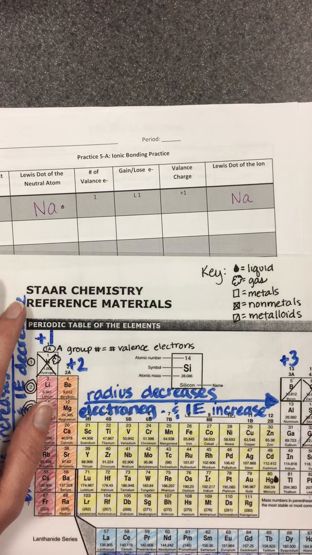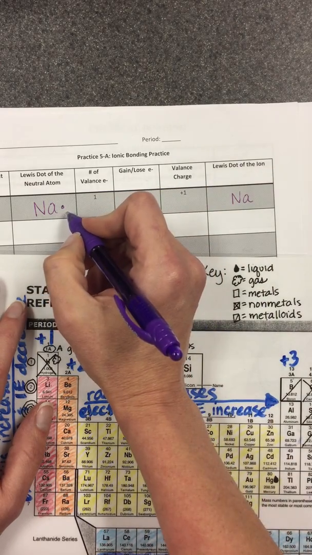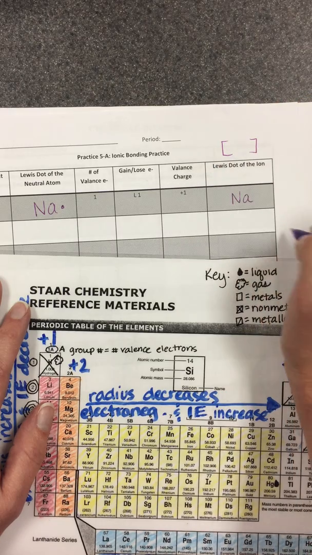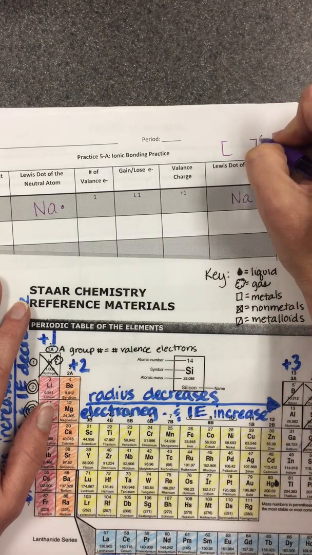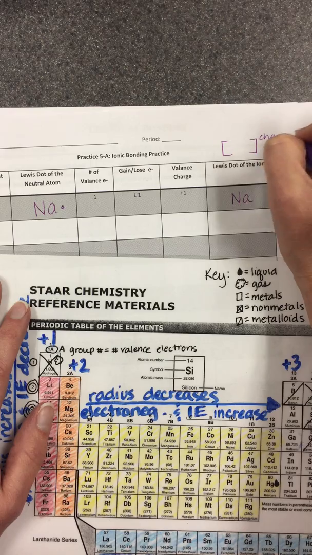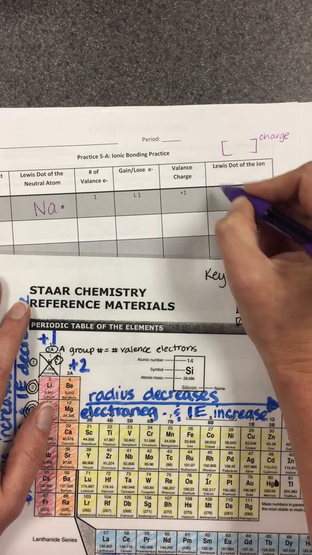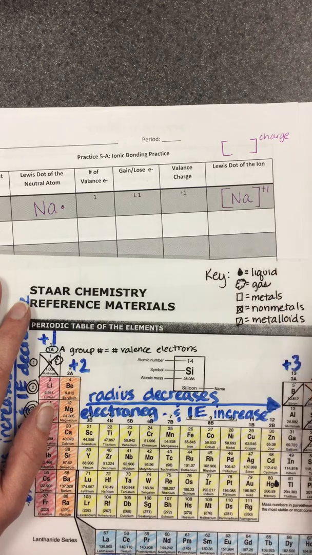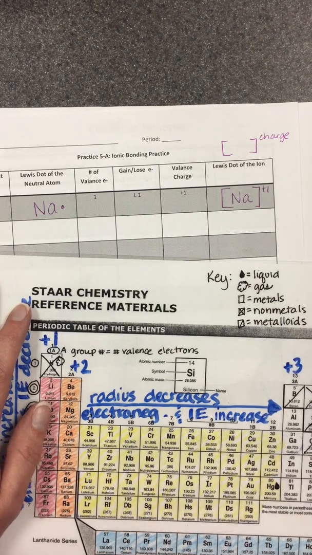If it has one dot and loses the dot, then the Lewis dot structure of sodium as an ion is dotless. Anytime we change the Lewis dot structure for an element, we're going to put that element in brackets, and then we're going to put the charge that it has in the top right corner. So I'm going to take sodium, put it in brackets, and put that +1 charge on the outside.